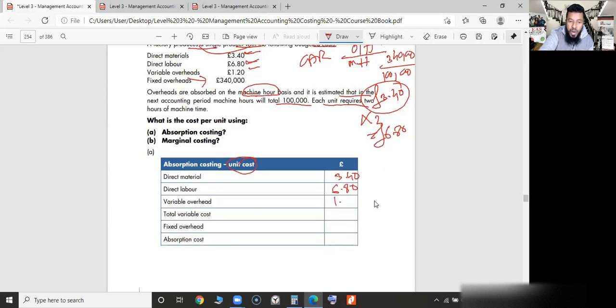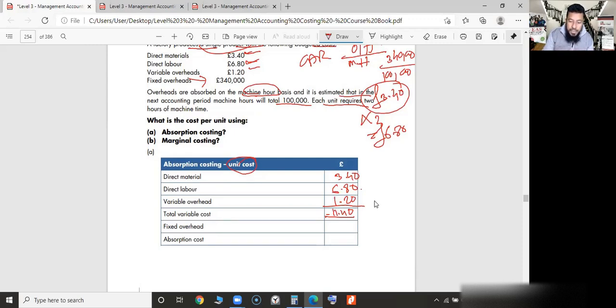Variable overhead is 1.2. What is the total variable cost? Can someone give me the answer? 6.4 plus 6, no, sorry, 3.4 plus 6.8 plus 1.2. What is that? I'm using my big calculator. 3.4 plus 6.8 plus 1.2. 11.4. Thank you, Ashraf and Ala. 11.4. I got the same answer here. Thank you, Pavla. Those of you who have worked it out, write it back to me.